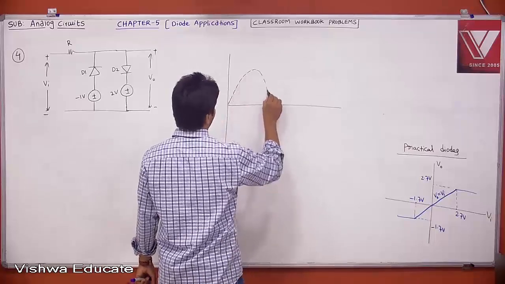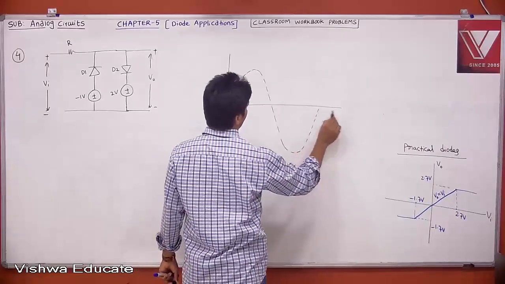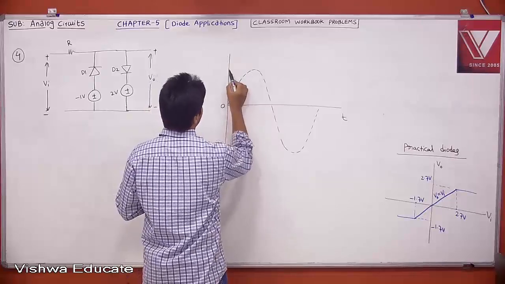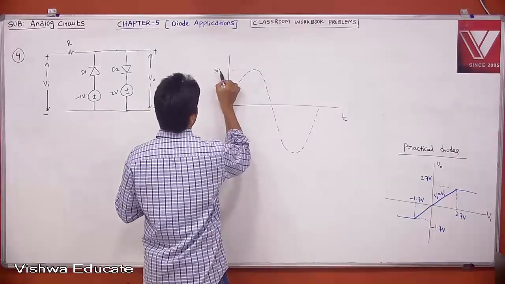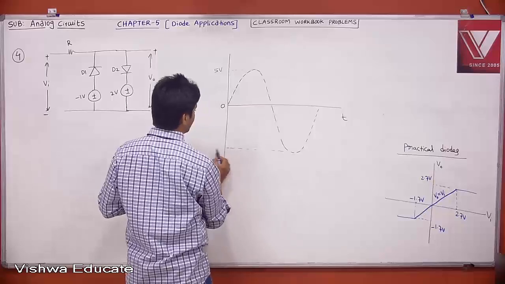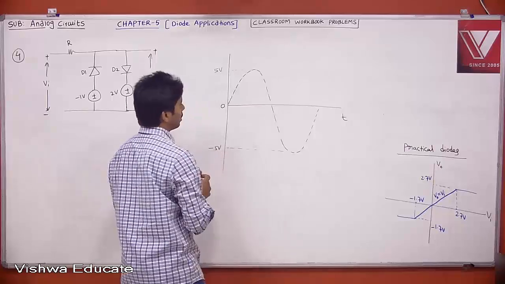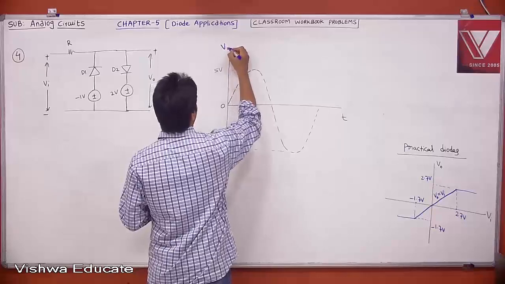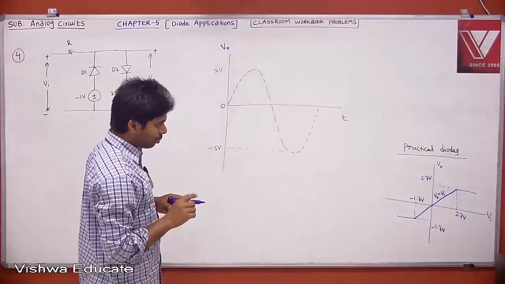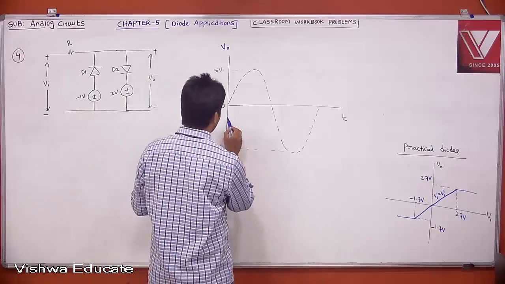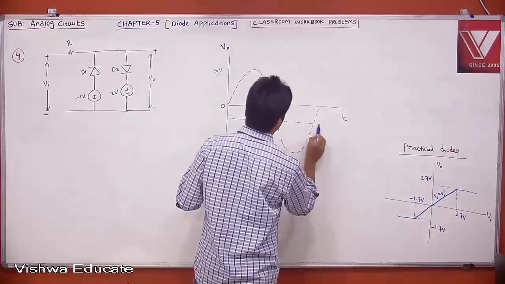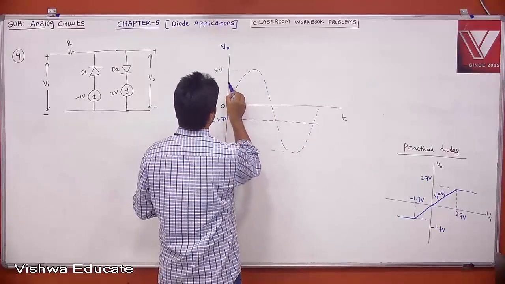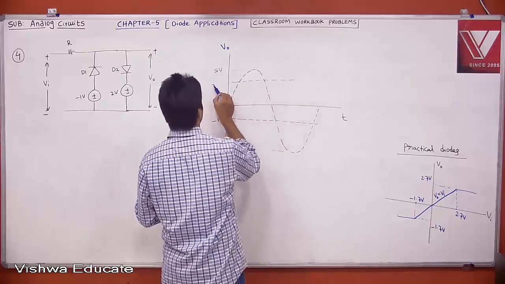if I say this is my input, this is our sine wave, let us say a sine wave is given at the input. Now we need to find the output. Let us say the peak value is 5 volt and minus 5 volt, a 10 volt peak to peak sine wave is given. Now for this, what is your output? First of all, you need to get breakpoints. Breakpoints are minus 1.7 and 2.7. I can say this is minus 1.7 and this is our 2.7.